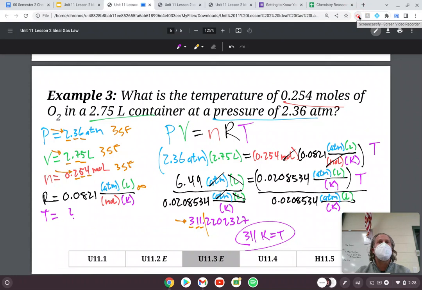So that's basic ideal gas law calculations. If you have any questions, make sure you let me know.